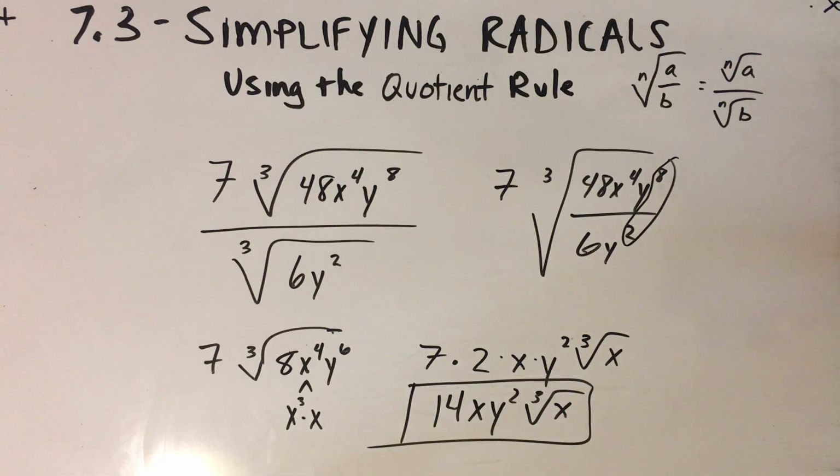This is a more complex one, but definitely doable if you just take it step by step and simplify as you can. All right, so that is simplifying radicals using the quotient rule, and this here is the quotient rule of radicals.